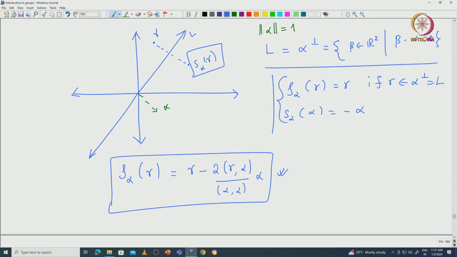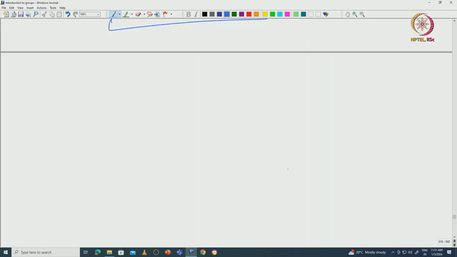Okay. So, in particular it is a distance preserving map. So, this is a simple exercise. I have given you a very explicit formula. You can use that formula to verify this. Okay. Similar to this, rotation about the origin is also easy to write down.